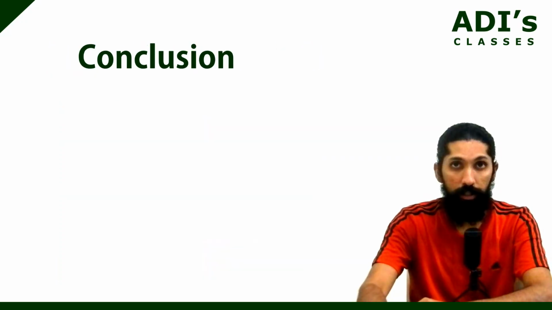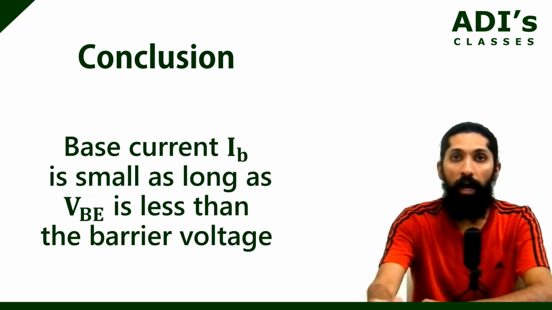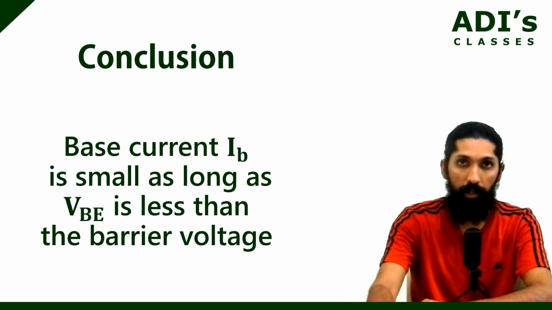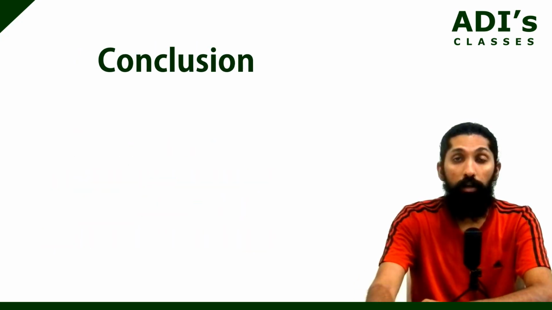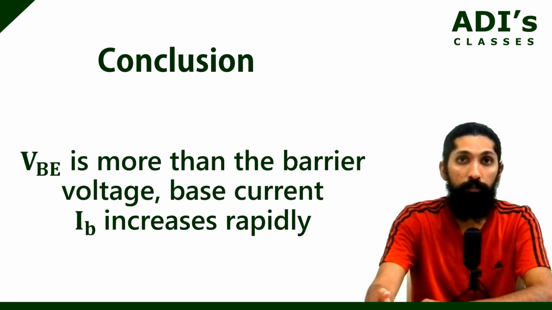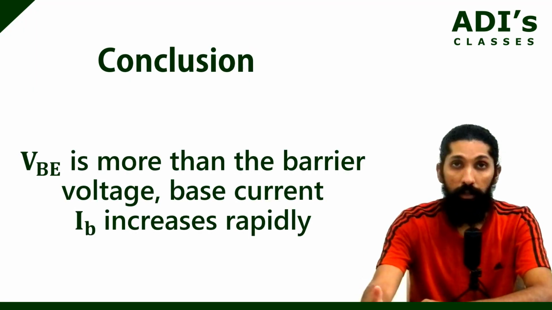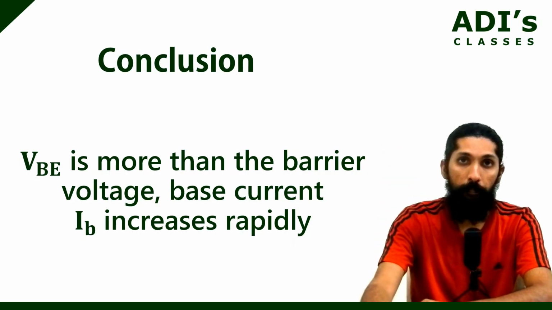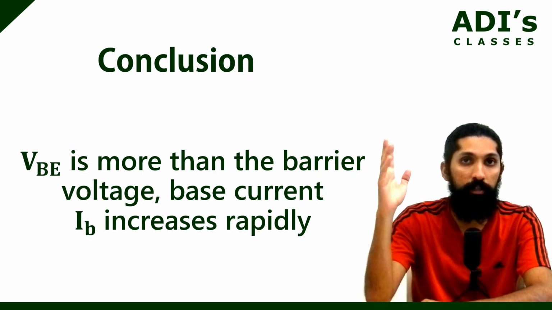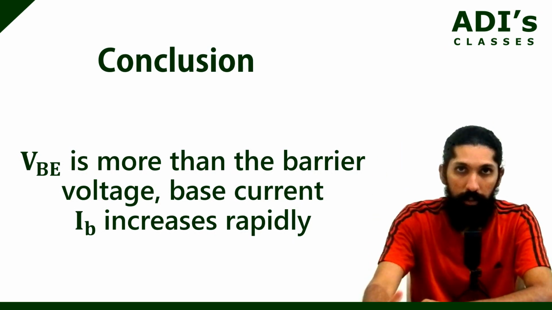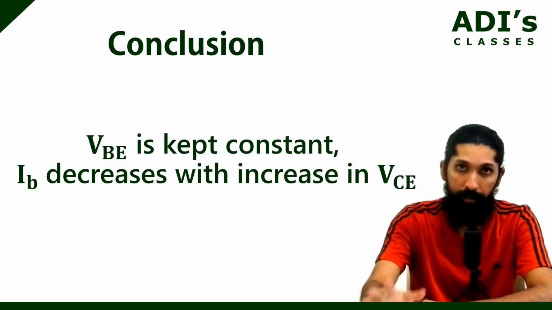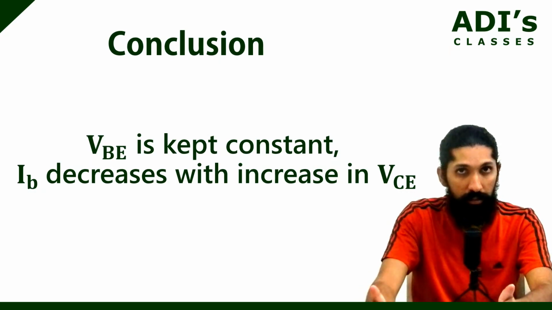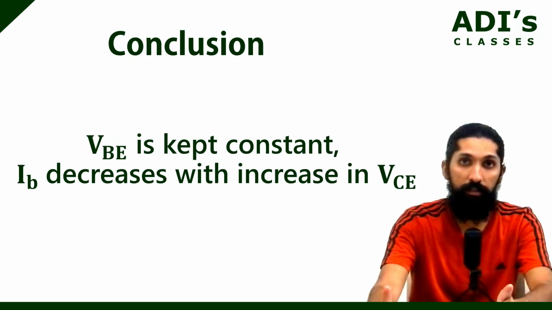The first observation is that IB is very small as long as VBE is less than a particular potential barrier. The second one is, if VBE becomes more than the potential barrier, then the current increases rapidly. You can see that in the graph, isn't it? It's like an exponential increase in the current. The next one is, if I keep VBE constant, then IB decreases if VCE is increased.